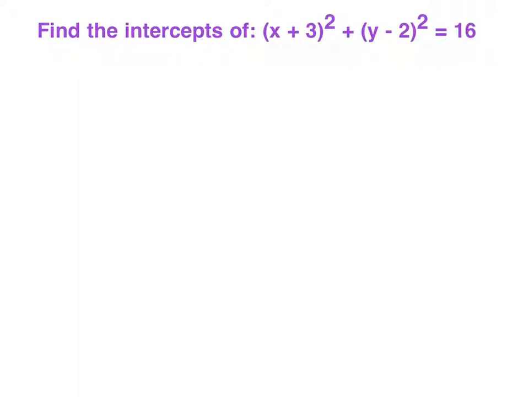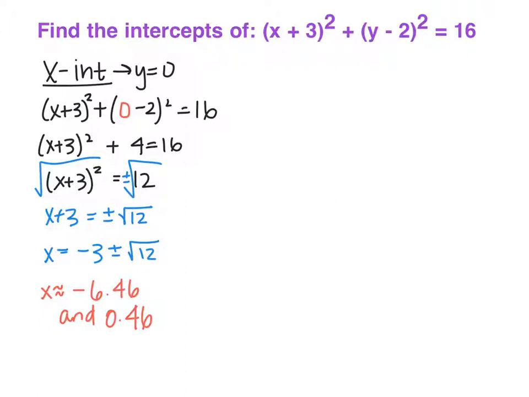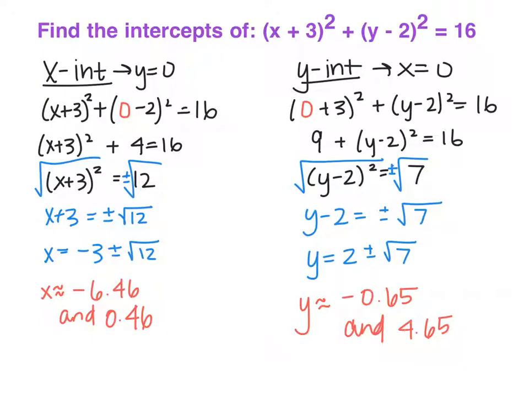Now let's check out a few examples. This first one is going to ask us to find the intercepts of this circle, and what I'm going to do first is, in order to find my x-intercepts, I'm going to plug in 0 for y and solve. And when I work it all out, I get x is approximately negative 6.46 and 0.46. So I'm going to do the same thing for the y-intercepts, except I'm going to plug in 0 for x instead of y. So when I work all this out, I get my y-intercepts here.